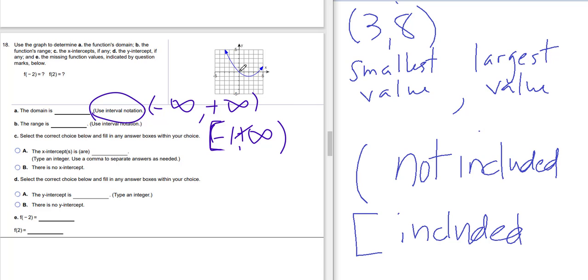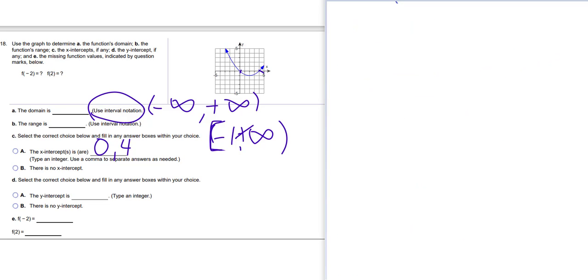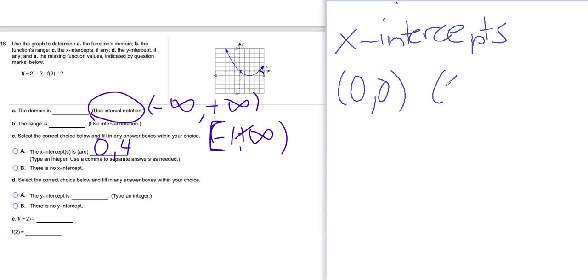X-intercepts, where does it cross x? Right here and right here, so 0 and 4. And they just want us to list those values. As ordered pairs, your x-intercept would have a 0 for the y. So you could write these x-intercepts as ordered pairs, and they would be 0, 0, and 4, 0. Because it's on the x, the 4 goes in the x position.